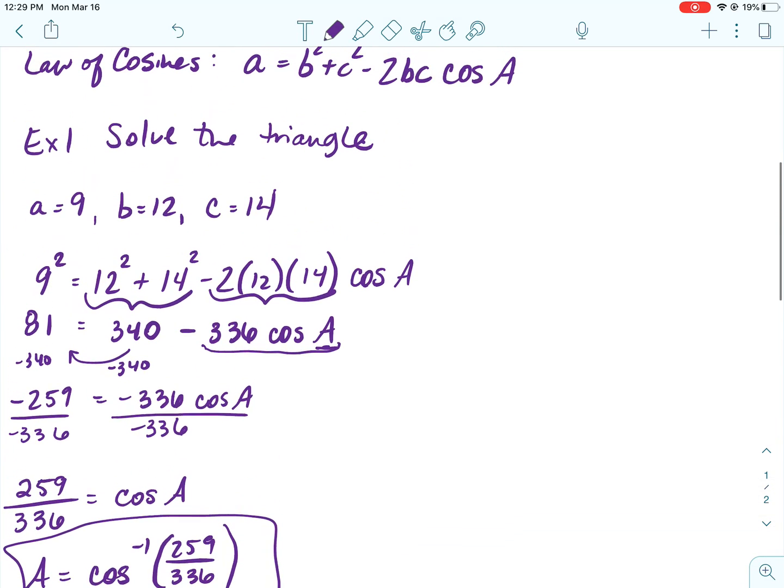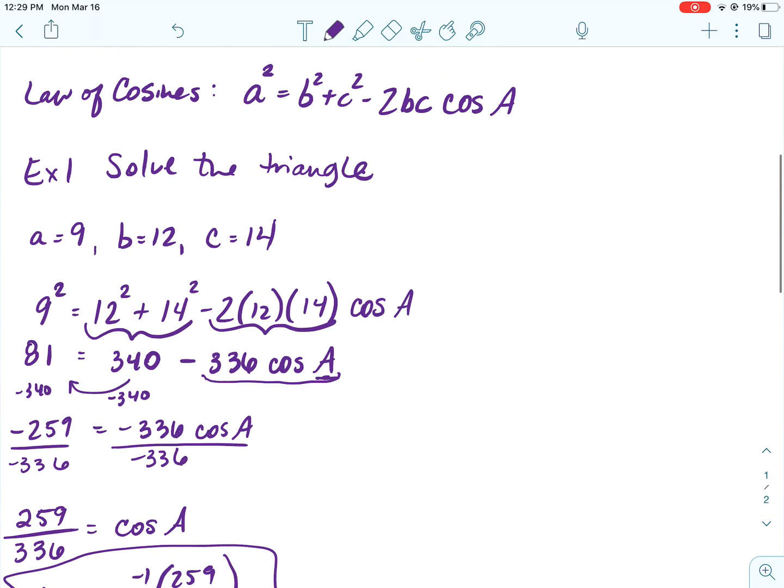Okay, I have to do this for the other two angles, so I have to change my formula up a little bit to find angle B and angle C. If you notice, the side over here does have to match the angle that we're looking for. So if we want to find angle B, we're going to say that side B squared is equal to a bunch of stuff. And then in the end, it's going to have to be cosine of B.